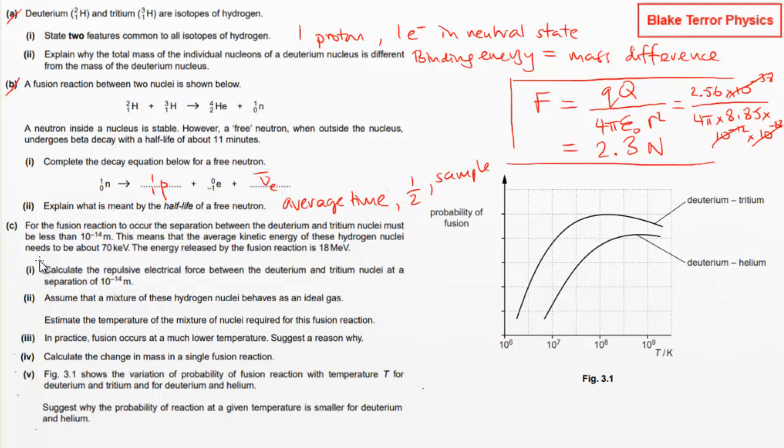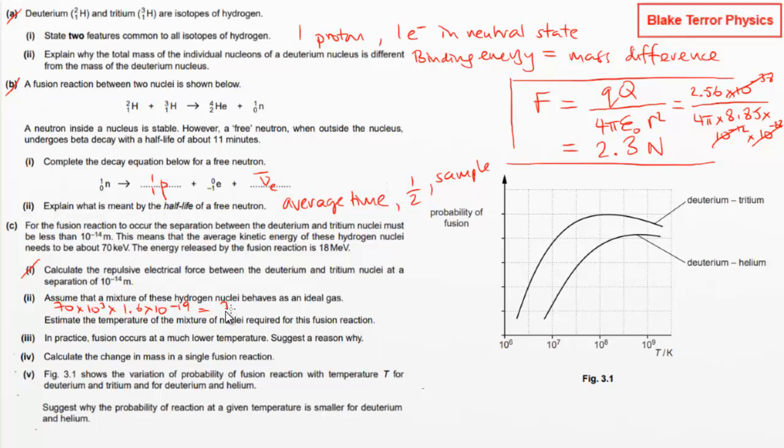Right, that's that one. Assume that a mixture of these hydrogen nuclei behaves as an ideal gas. Estimate the temperature of the mixture of nuclei required for this fusion reaction. Okay, so we need, what did it say? It was 70 keV. So that's 70 times 10 to the 3 times 1.6 times 10 to the minus 19. That's the energy that we need on average for each of these nuclei.